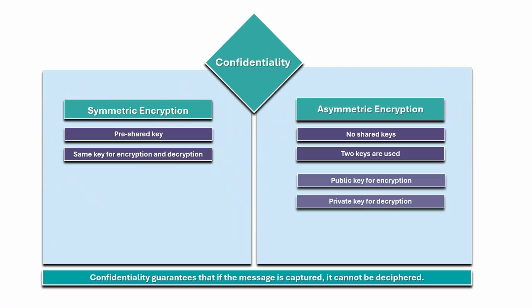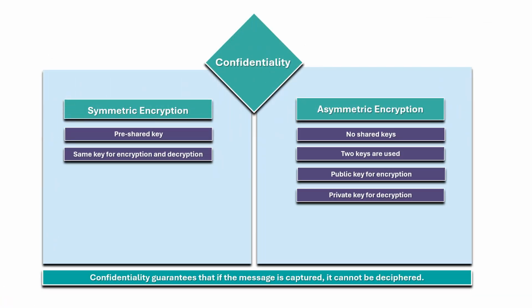Confidentiality guarantees that if the message is captured, it cannot be deciphered. This is achieved by encrypting the message before sending it. Encryption can be performed in two ways: symmetric encryption and asymmetric encryption.